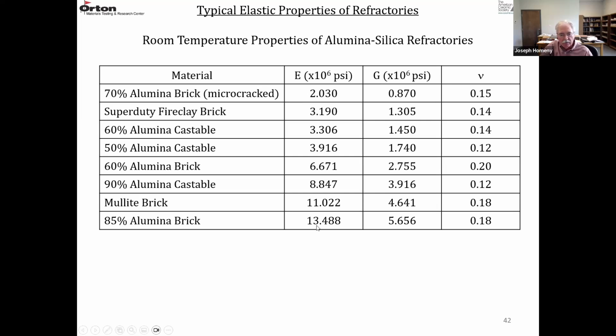I arranged these in increasing order to show you that the alumina content has nothing to do with the elastic modulus. This one is highly micro-cracked, so it has a low elastic modulus, about 2 million PSI. This is an 85% alumina brick. It probably has low porosity and a high firing temperature. It's at 13 million PSI. So there's no trend here between castables and fired bricks. It's all going to be a function of porosity, firing temperature, and bonding.